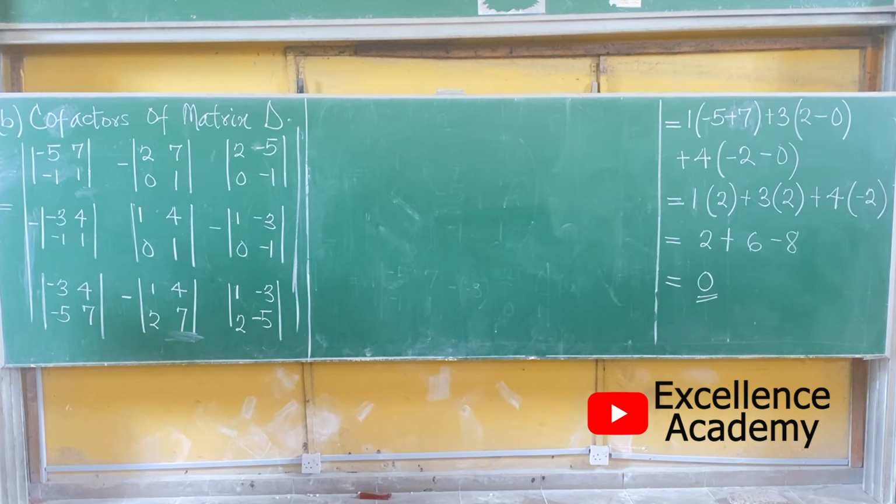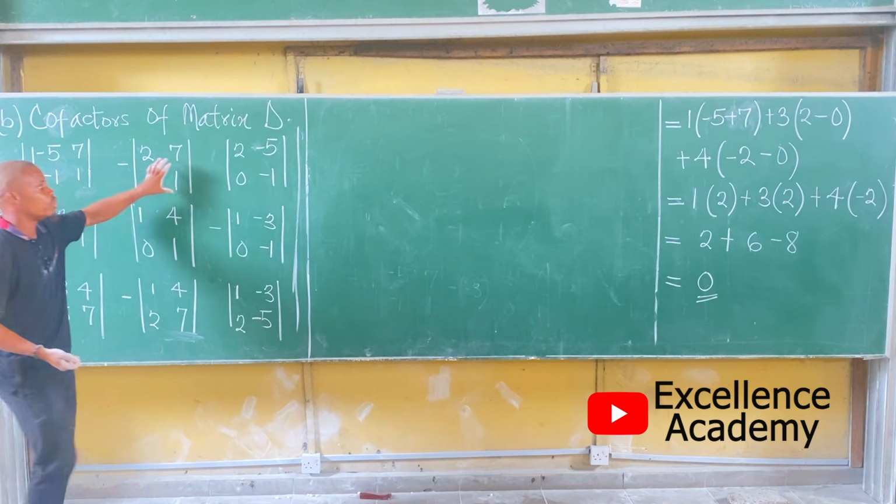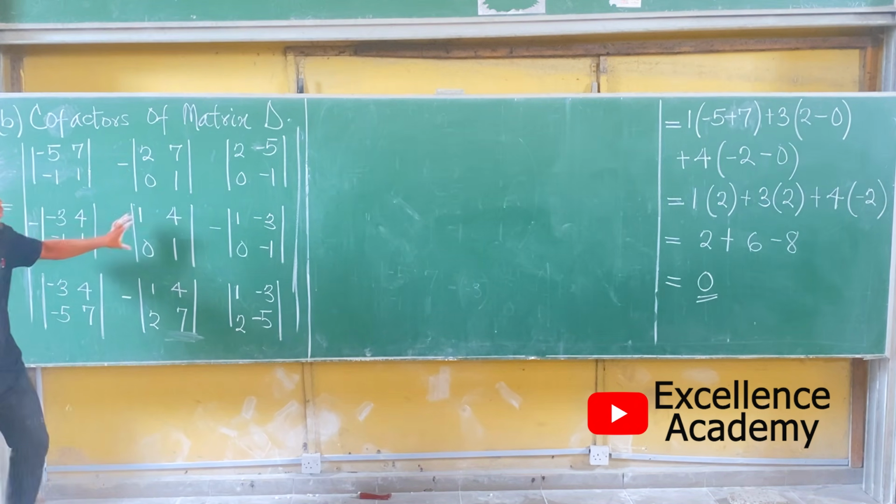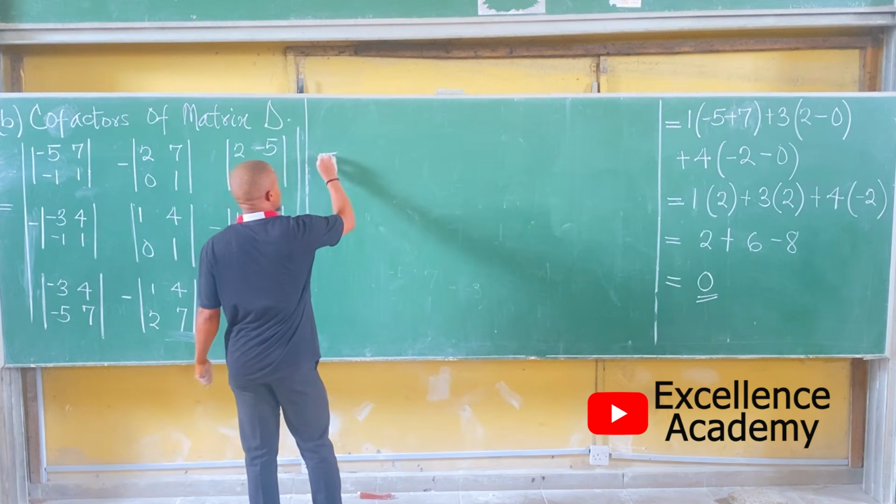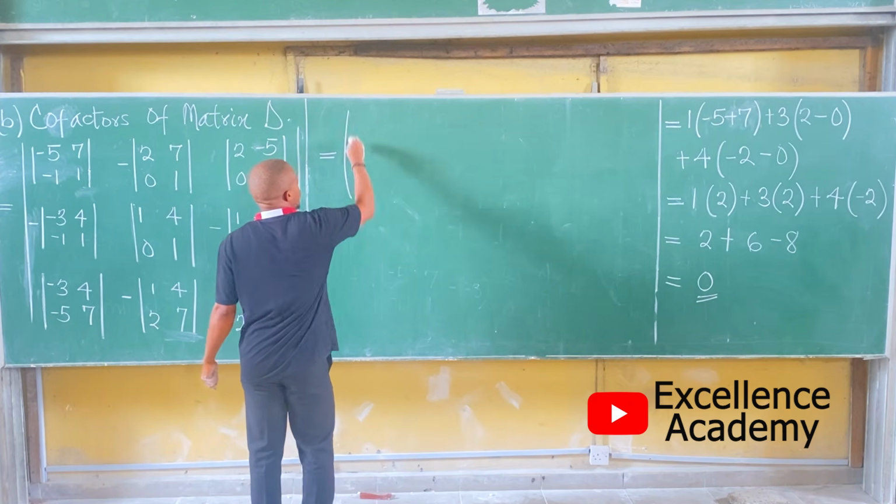So you're not done. You have to get what? The determinant at each point. And we've done the determinant of a 2 by 2 matrix. So we apply the same rule. So how do we get that?